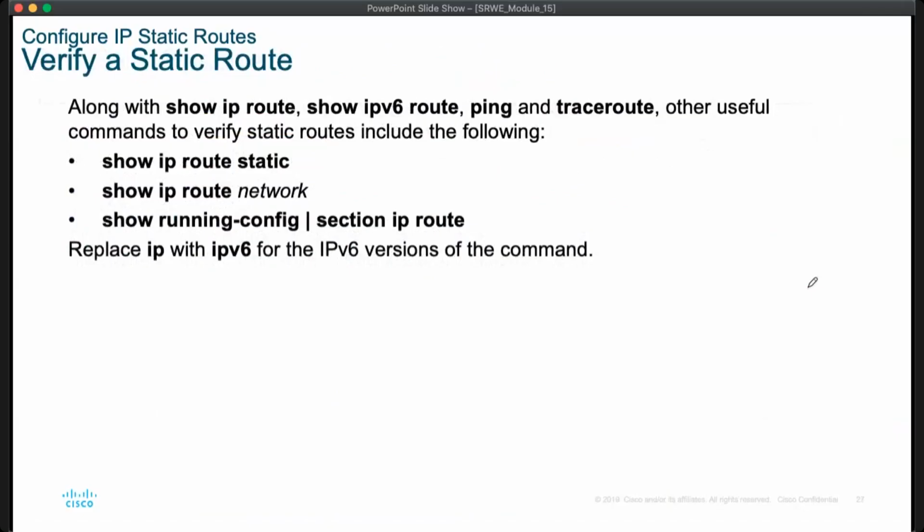So verify a static route with the show ip route and show ipv6 route, ping and traceroute. Other useful commands to verify static routes include the following: show ip route static, show ip route network, and show running-config | section ip route. So replace ip with ipv6 for the IPv6 version.